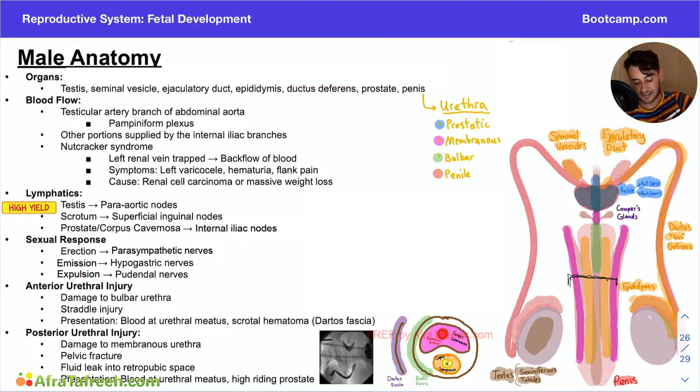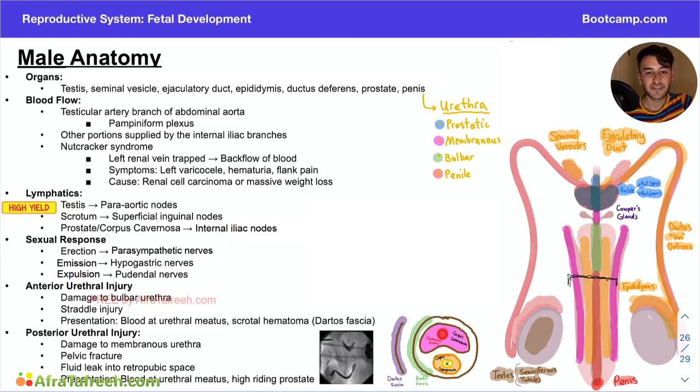And finally, this last part of the urethra is going to be the penile urethra, which I'm highlighting here in red, and this is the last part of the urethra as it exits out into the environment. This is where we're going to be able to see the urethral meatus, which is this tip part of the urethra, and sometimes we can see blood or discharge coming from that area, and so it's an important one.